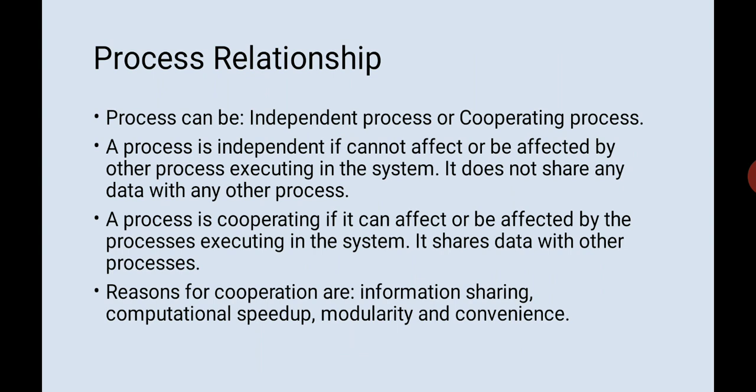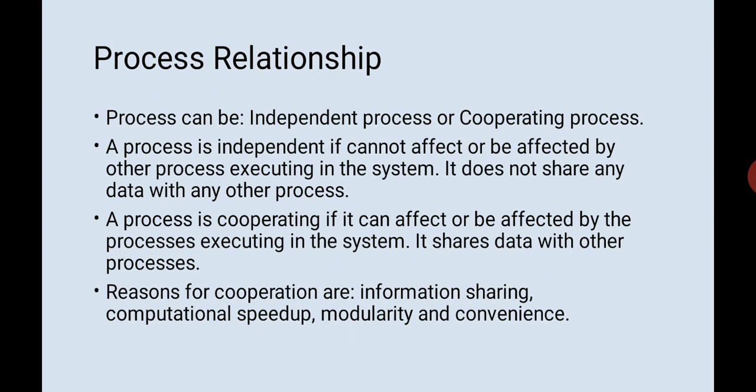A process is cooperating if it can affect or be affected by the processes executing in the system. What's a cooperating process? One which is affected and which is also affecting. It is being affected as well as affecting other processes in the system. It shares data with other processes. So it will share data with all the other processes. So that's a cooperative process.